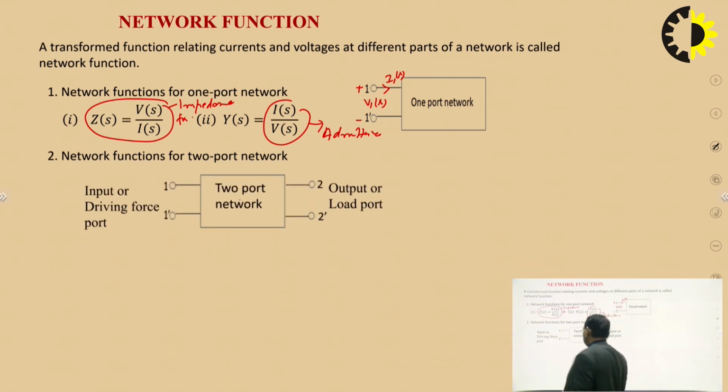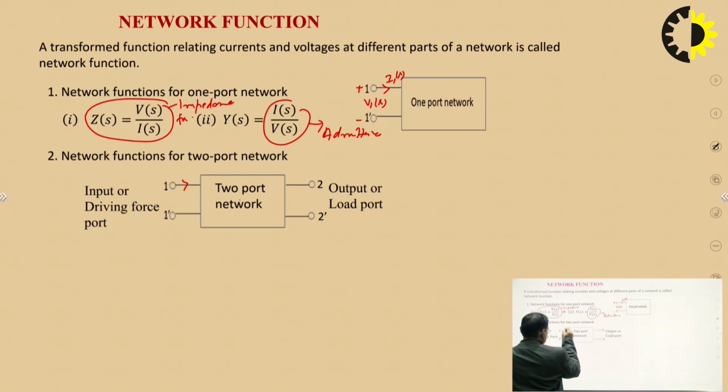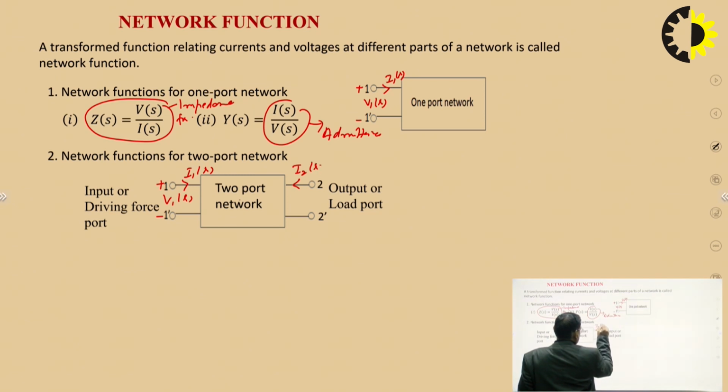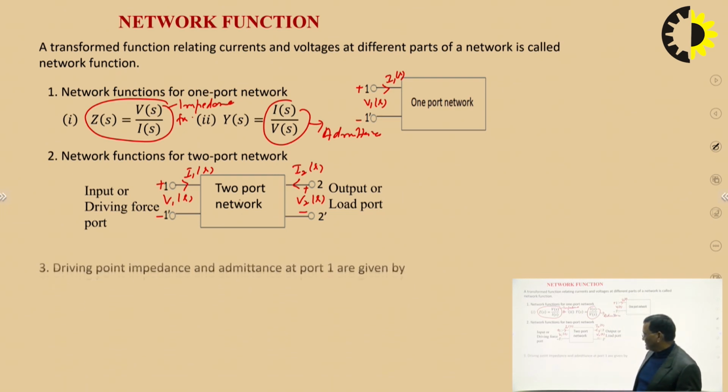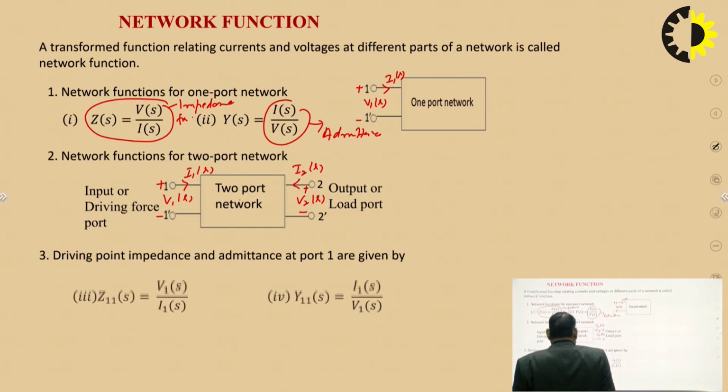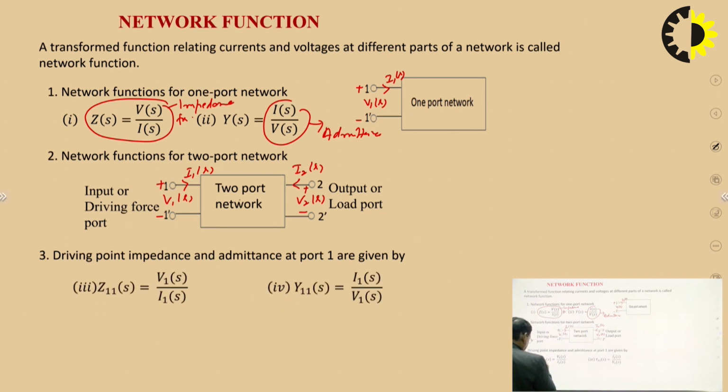Network functions for two port networks. Two port networks means where there are two pairs of terminals. So say this is your I1(s), this is your V1(s), plus minus here, this is your I2(s), and this is your V2(s). So how many network functions are possible for a two-port network? So let us see. First one is Z11(s), which is the ratio of V1(s) upon I1(s), and Y11(s) is I1(s) upon V1(s).